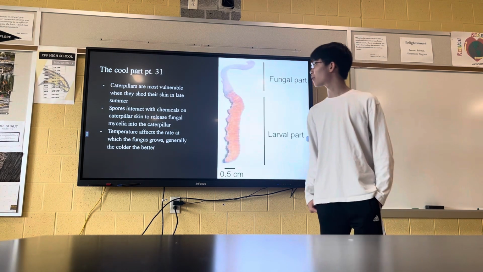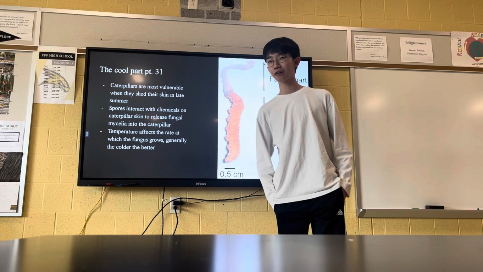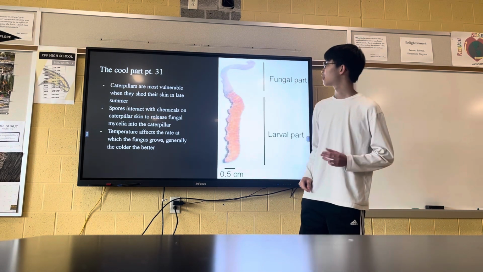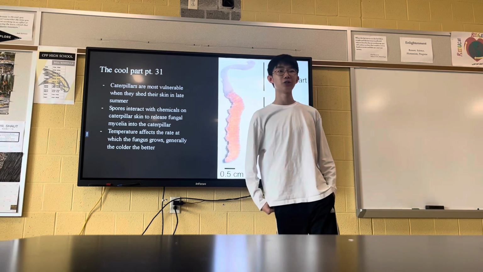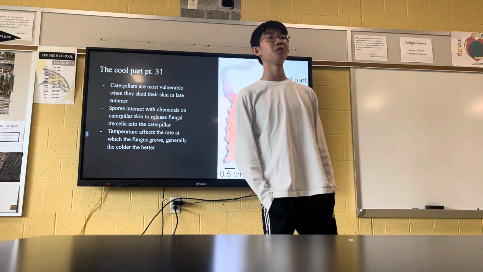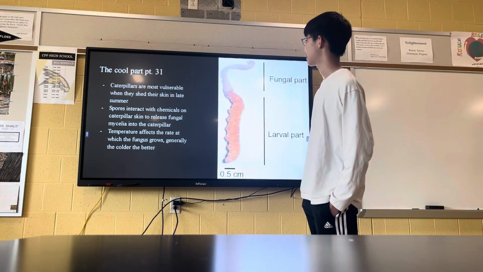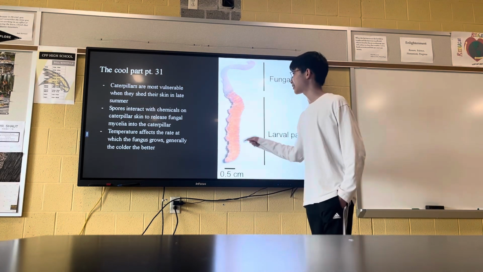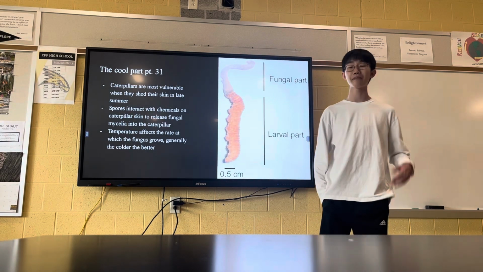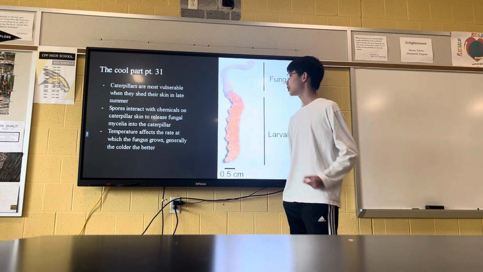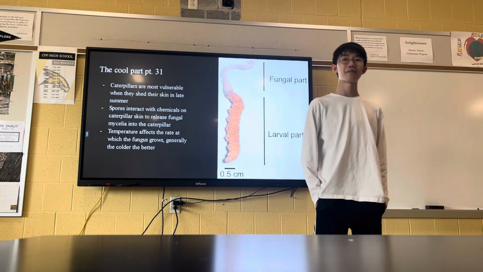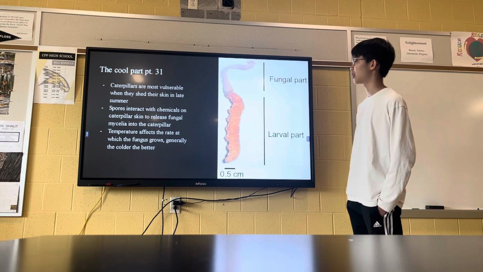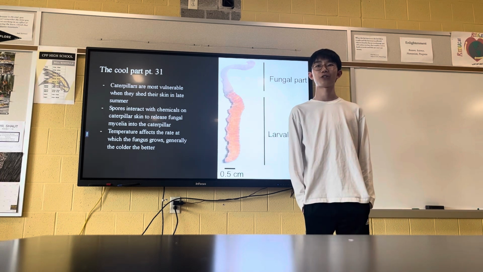They go through a cycle as they're transforming into moths. They shed their skin in late summer usually, and this makes them very vulnerable to spores from this fungus because they don't have that protective layering anymore. These spores, once in contact with the caterpillars, use the chemicals on the caterpillar's skin to release fungal mycelia into the caterpillar. Temperature affects the rate at which the fungus grows. Generally, I think the colder the better, which is interesting.